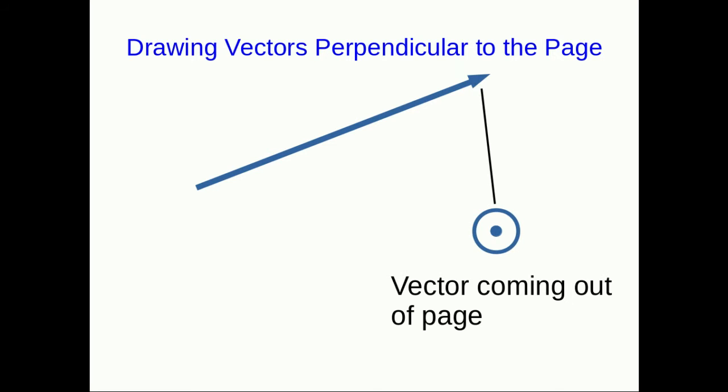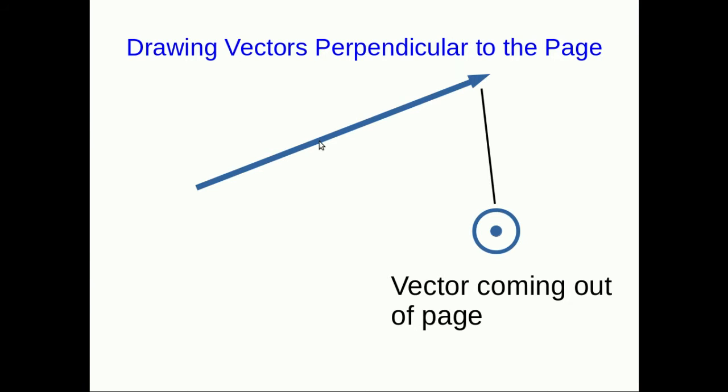So here's a vector in the plane of the page, but when a vector is coming out of the page, we draw it this way. And you should imagine this as the point of the arrow coming out of the page at you. And that's how you remember that that's the symbol for the vector coming out of the page. Sometimes we just draw a dot and leave out the circle around it, but I'll tend to draw a circle with a dot in the middle.